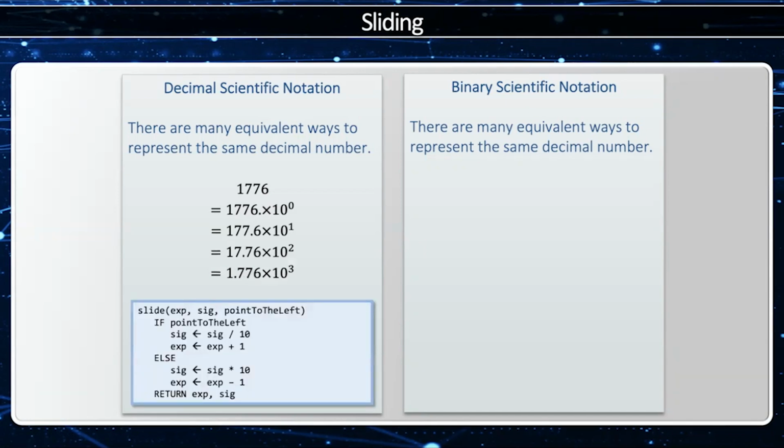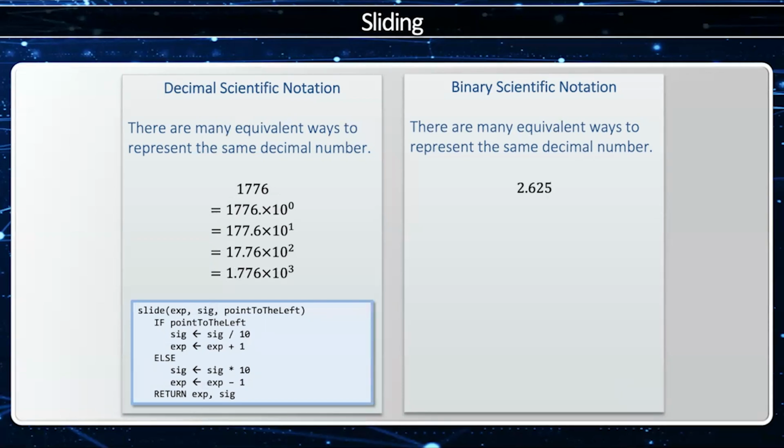Okay, so the general formula is this. If I want to move the point to the left, then I take my significand divided by 10 and add 1 to my exponent. If I want to move to the right, I take my significand times 10 and subtract 1 from my exponent. Now, this is base 10.